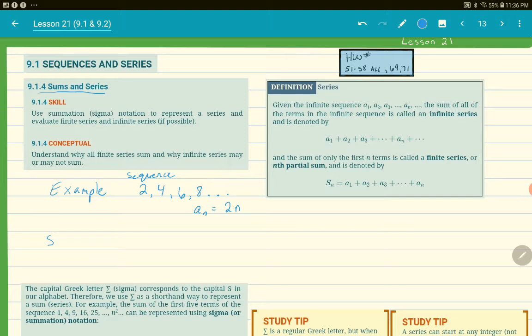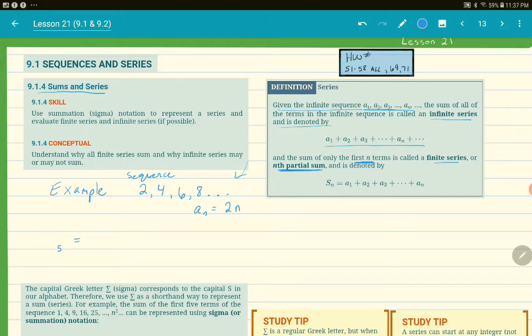So let's look at our definition here. Given an infinite sequence, we have an infinite sequence here that we kind of made up. The sum of all the terms in the infinite sequence is called an infinite series and is denoted by this. And the sum of the first n terms is called a finite series or an nth partial sum. So we're going to find, let's do the fifth partial sum. So we add one more to what we have here. We take the first 5 numbers of the sequence and add them together.